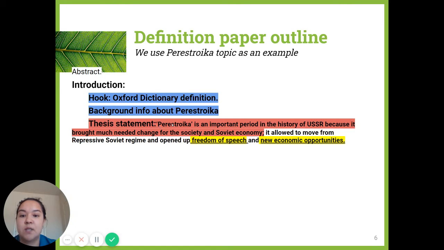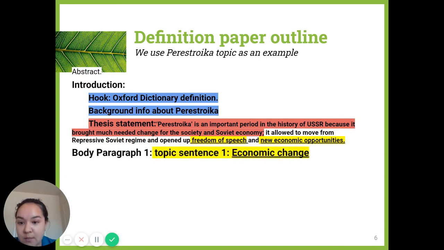Here is the sentence. Perestroika is an important period in the history of the USSR because it brought much needed change for the society and Soviet economy. It allowed a move from the repressive Soviet regime and opened up freedom of speech and new economic opportunities. That is a single thesis statement. Okay, we're just defining. So now let's take a look at body paragraphs.